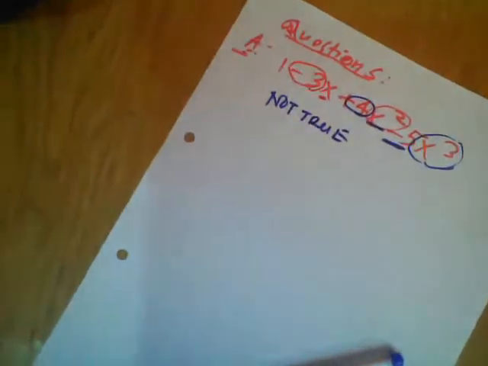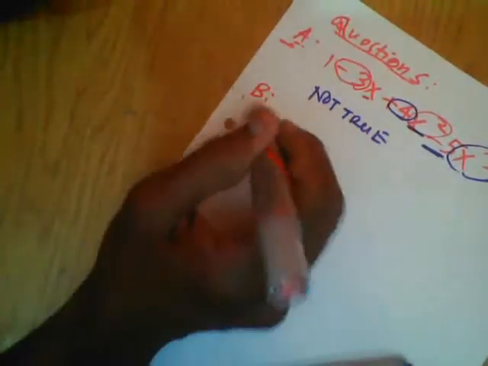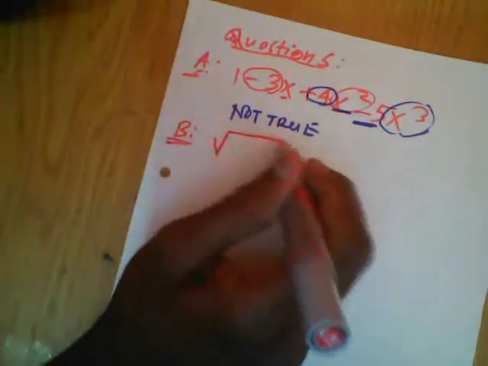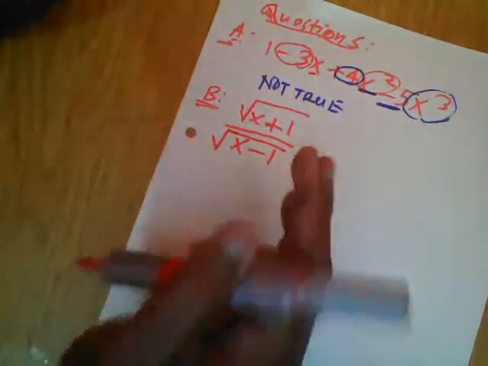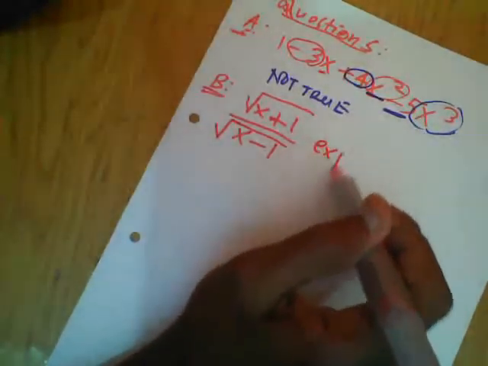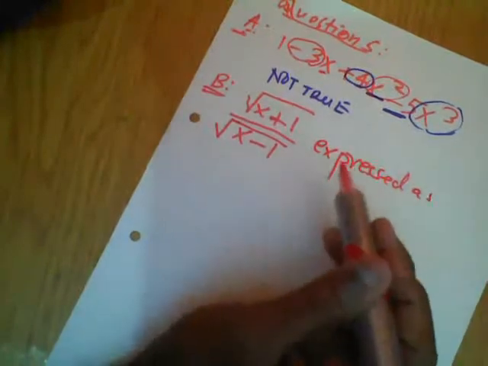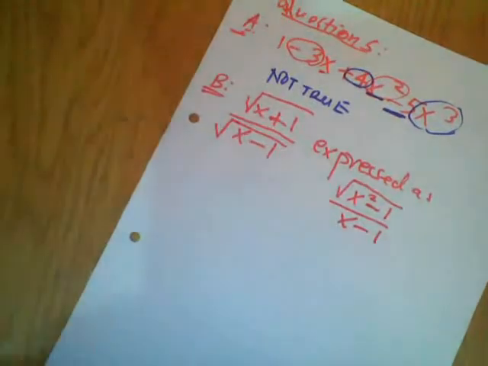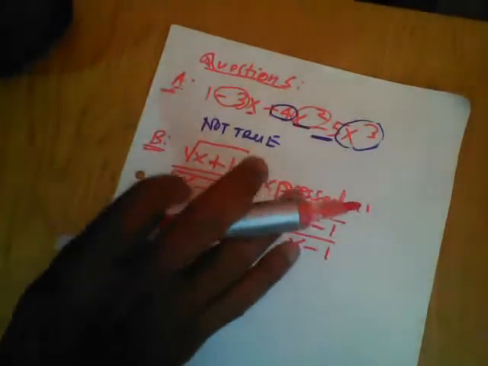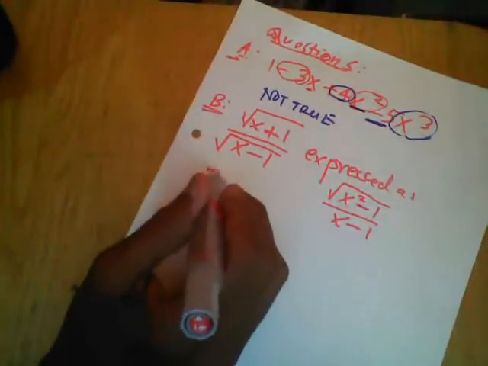Okay, now we go for B. For B, they give us an expression, the square root of x plus 1 over x minus 1. They say this expression could be expressed as the square root of x squared minus 1 over x minus 1. Possibly, I think it could be, but let's see mathematically. Let me take the left hand side and rationalize the denominator.